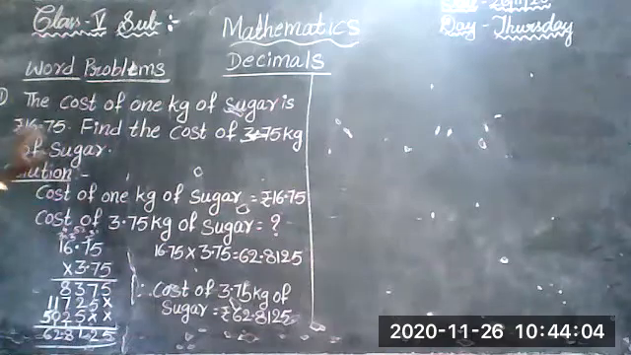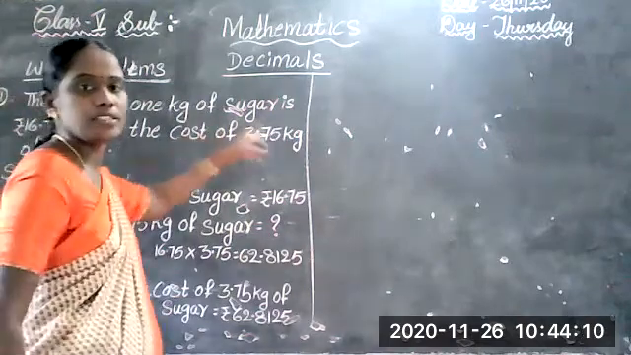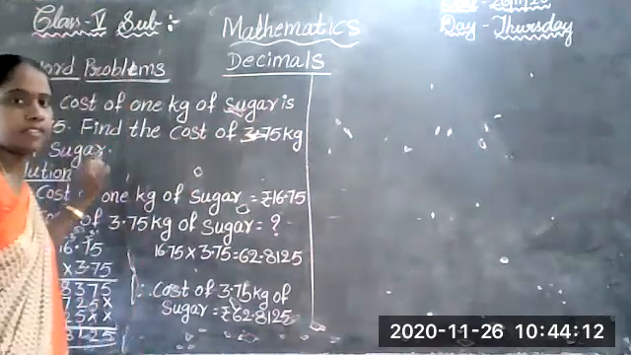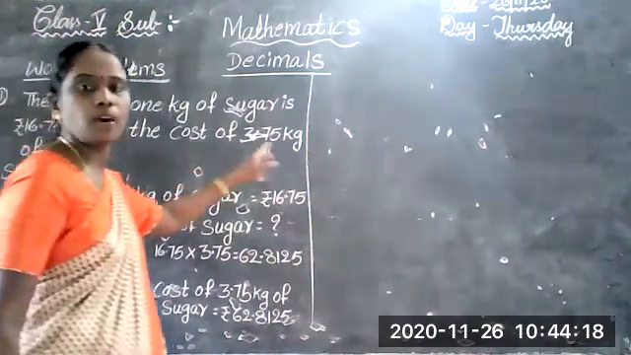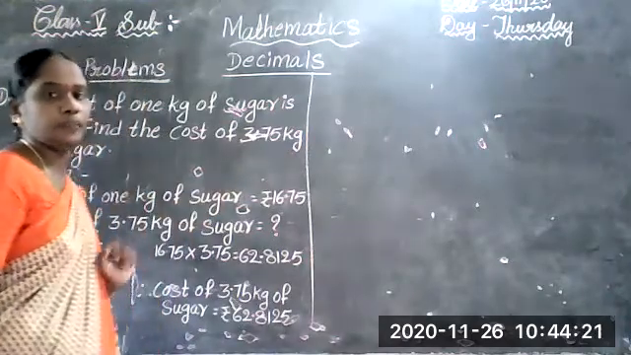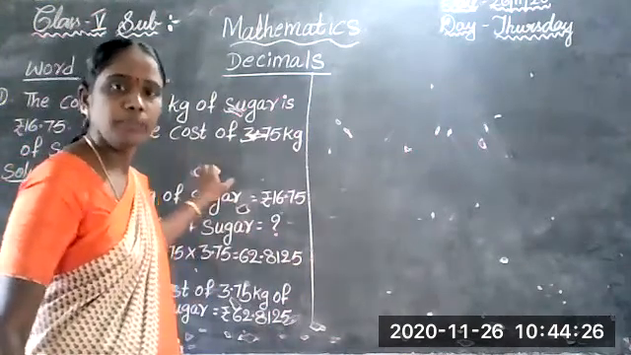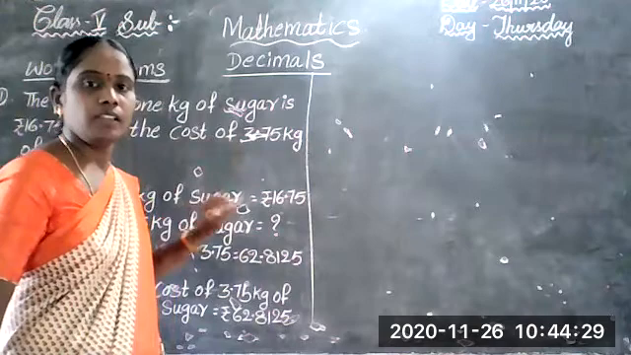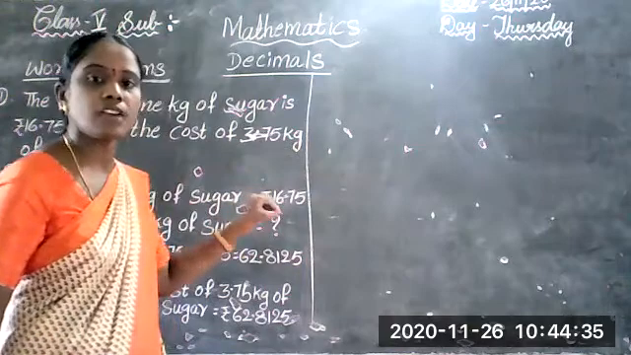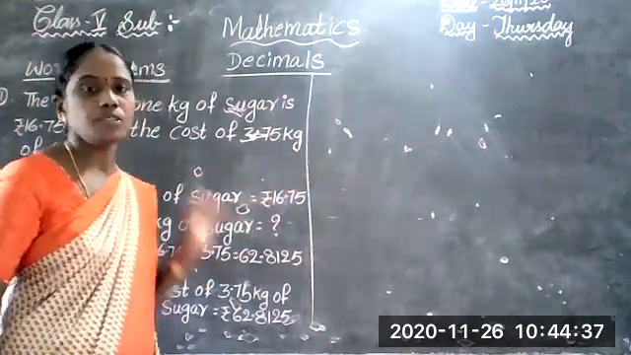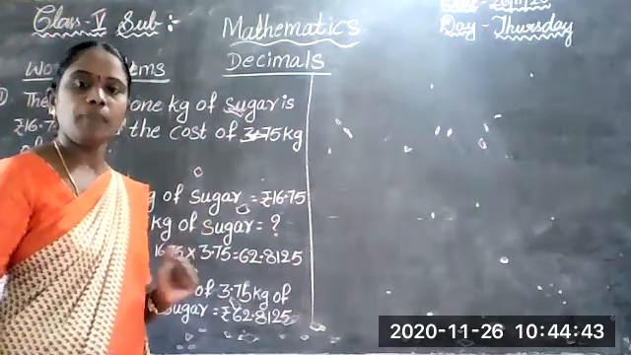First, once again I am reading the question. Listen, children. The cost of 1 kg of sugar is rupees 16.75. So find the cost of 3.75 kg of sugar. First, the cost of 1 kg of sugar is given in this problem. We have to find out the cost of 3.75 kg of sugar. How can we find out? With multiplication.